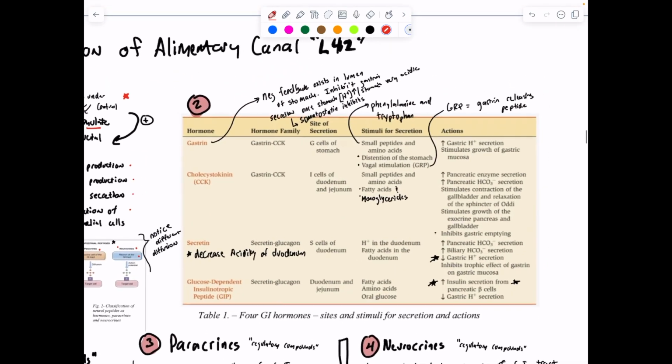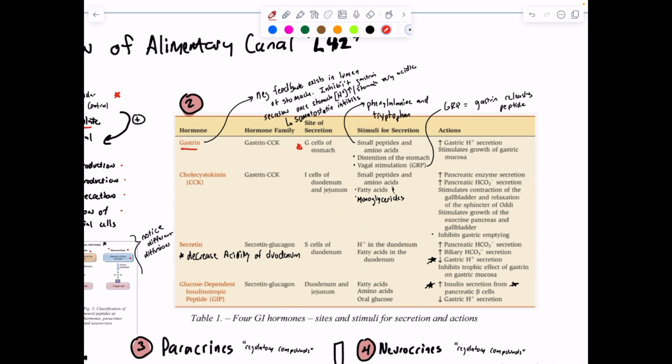All right, so starting with our friend gastrin, gastrin is going to be released by G cells of the stomach. It increases H plus secretion, so hydrogen ion secretion, and stimulates the growth of gastric mucosa. Why would that be good? Well, it protects the walls of the stomach from the increase in acid that gastrin is stimulating.